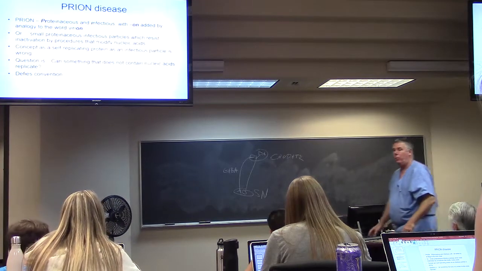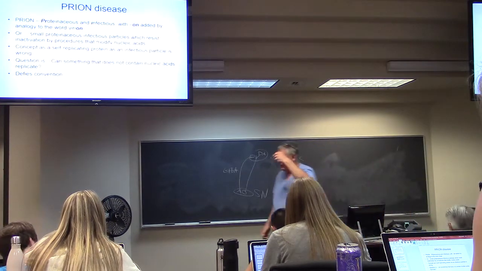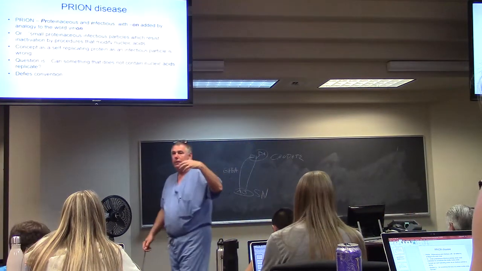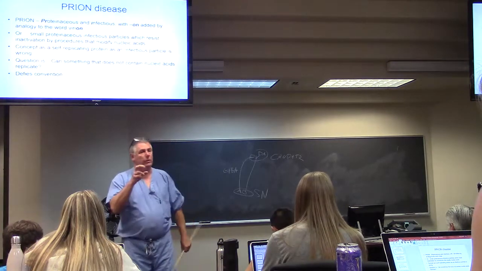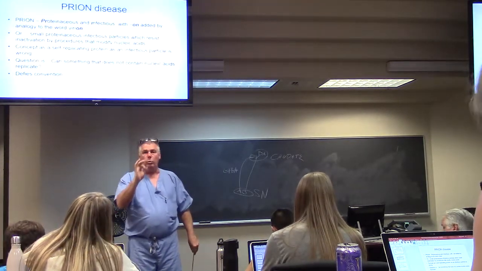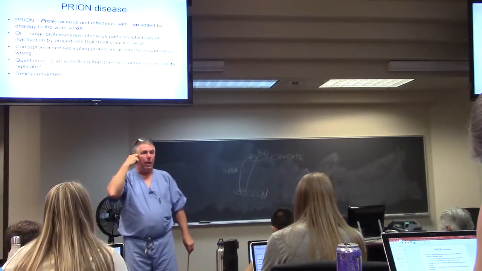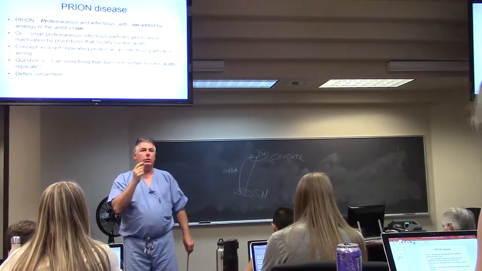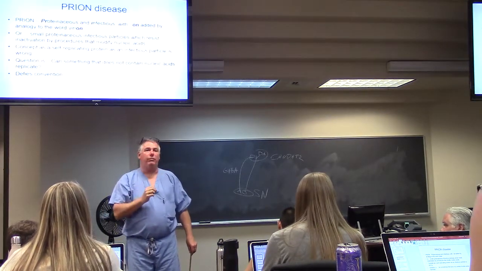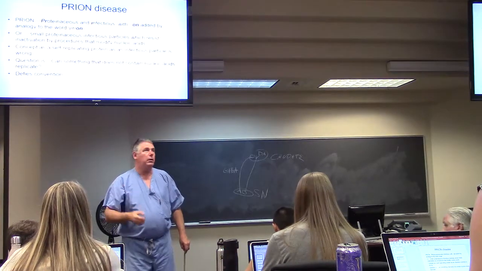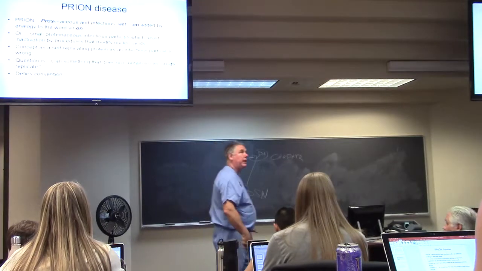And when these proteins misfold, the neurons die, and when the neurons start dying, they produce holes in the brain. These are called collectively spongiform encephalopathies because it looks like a sponge. I'll show you a slide of it here in just a minute.